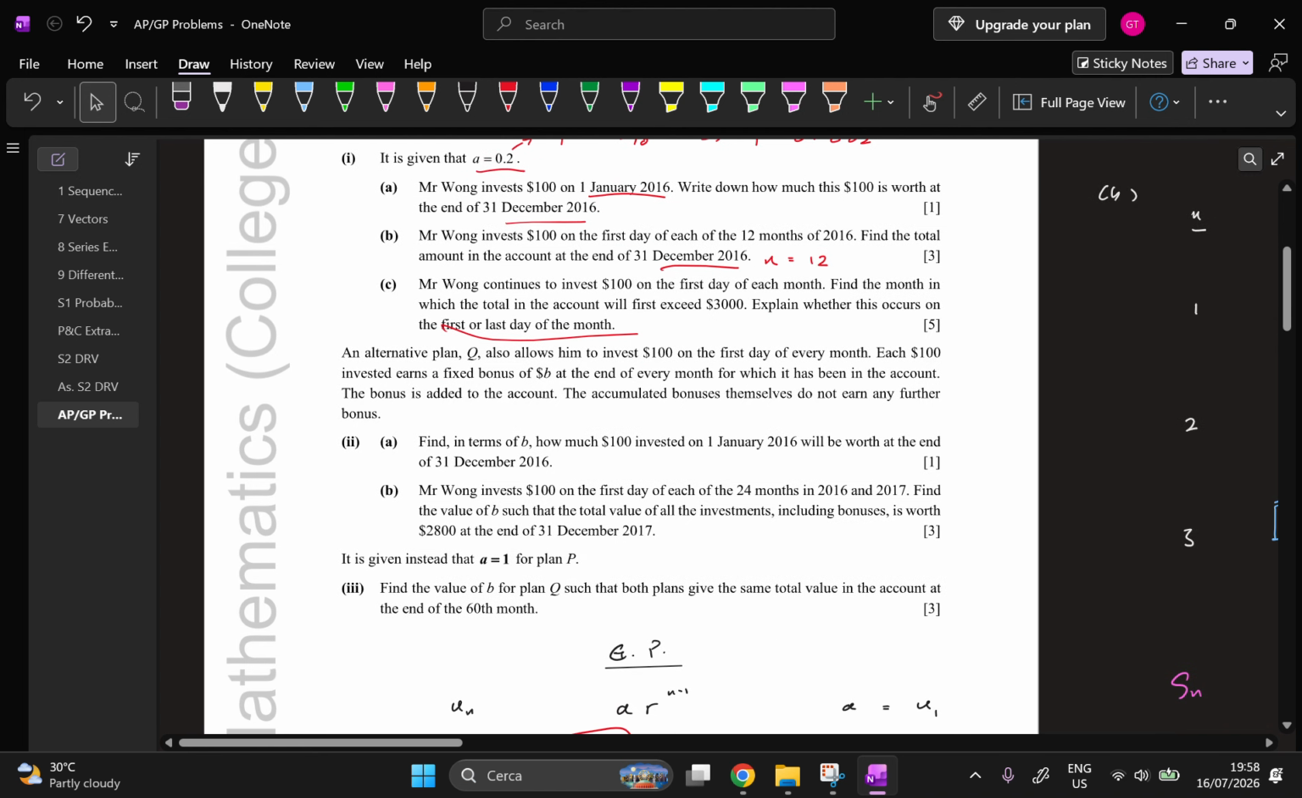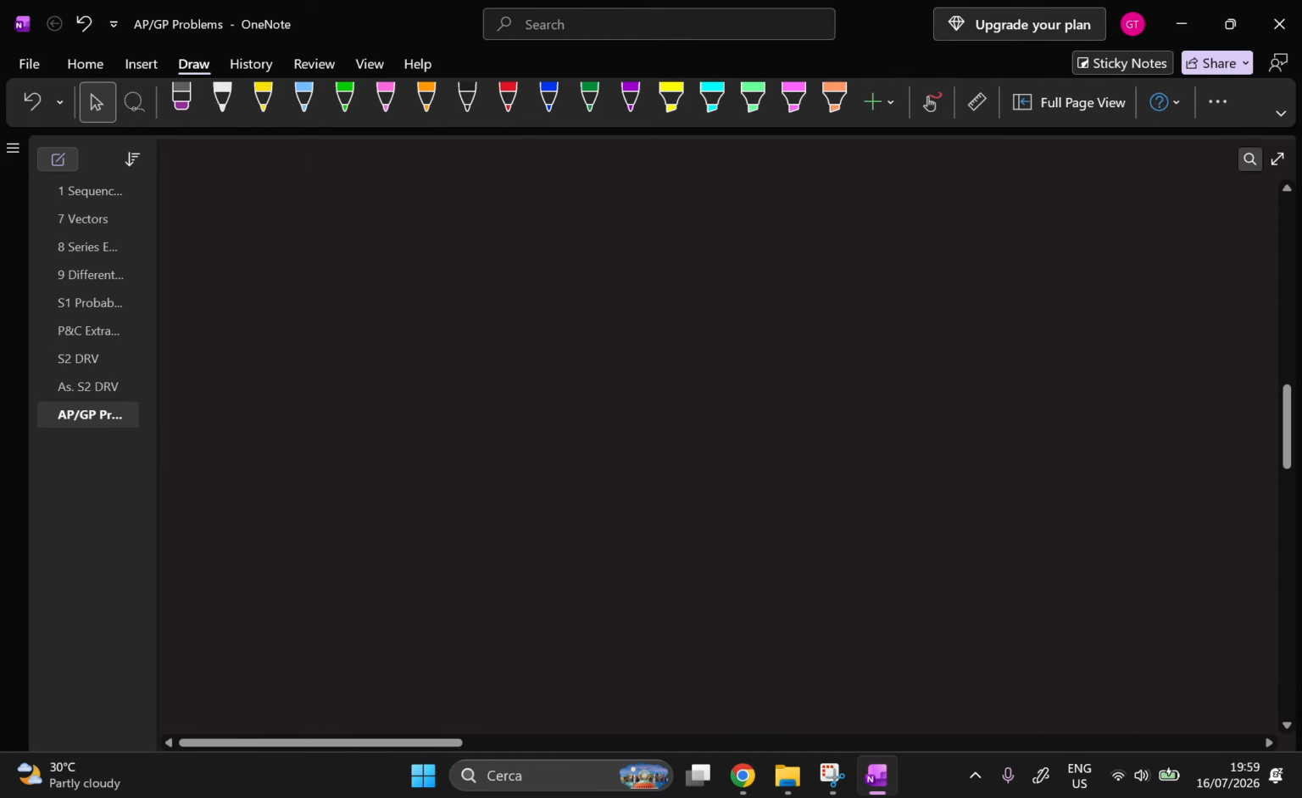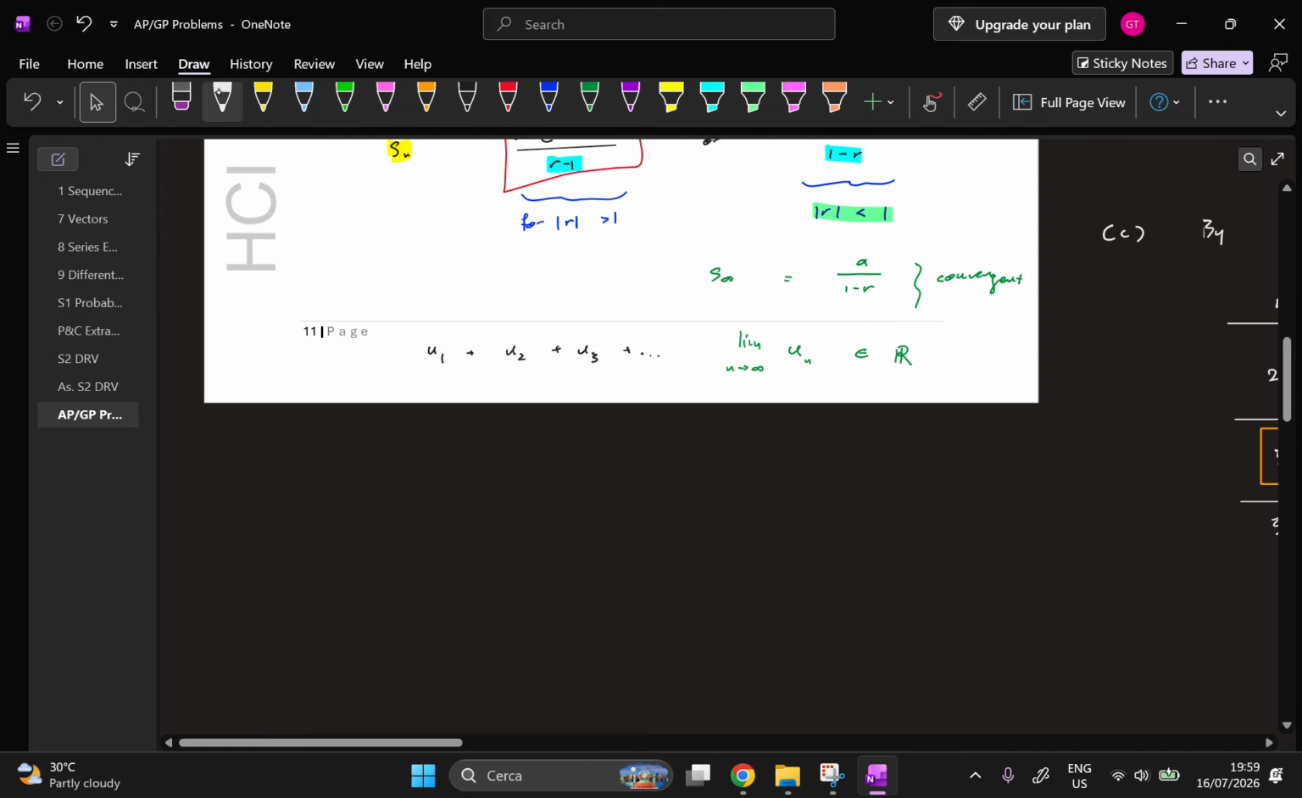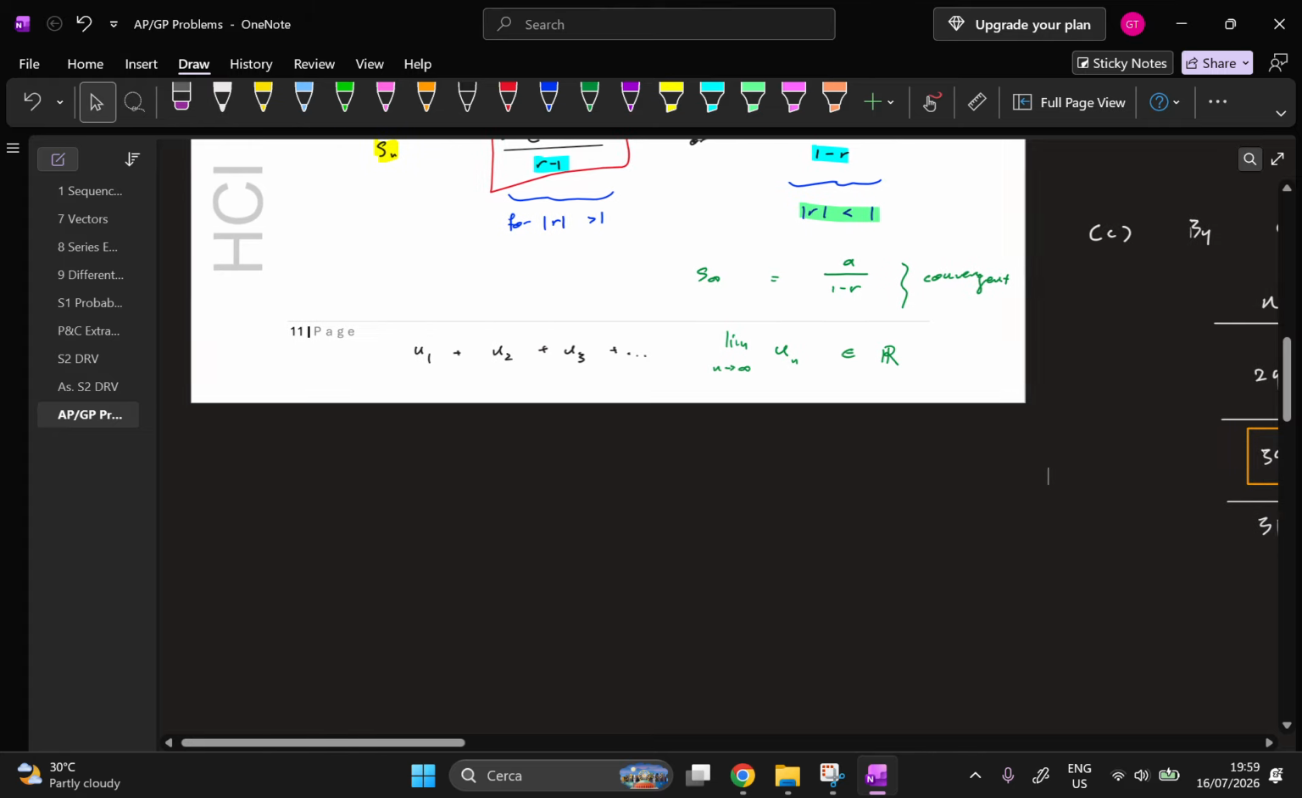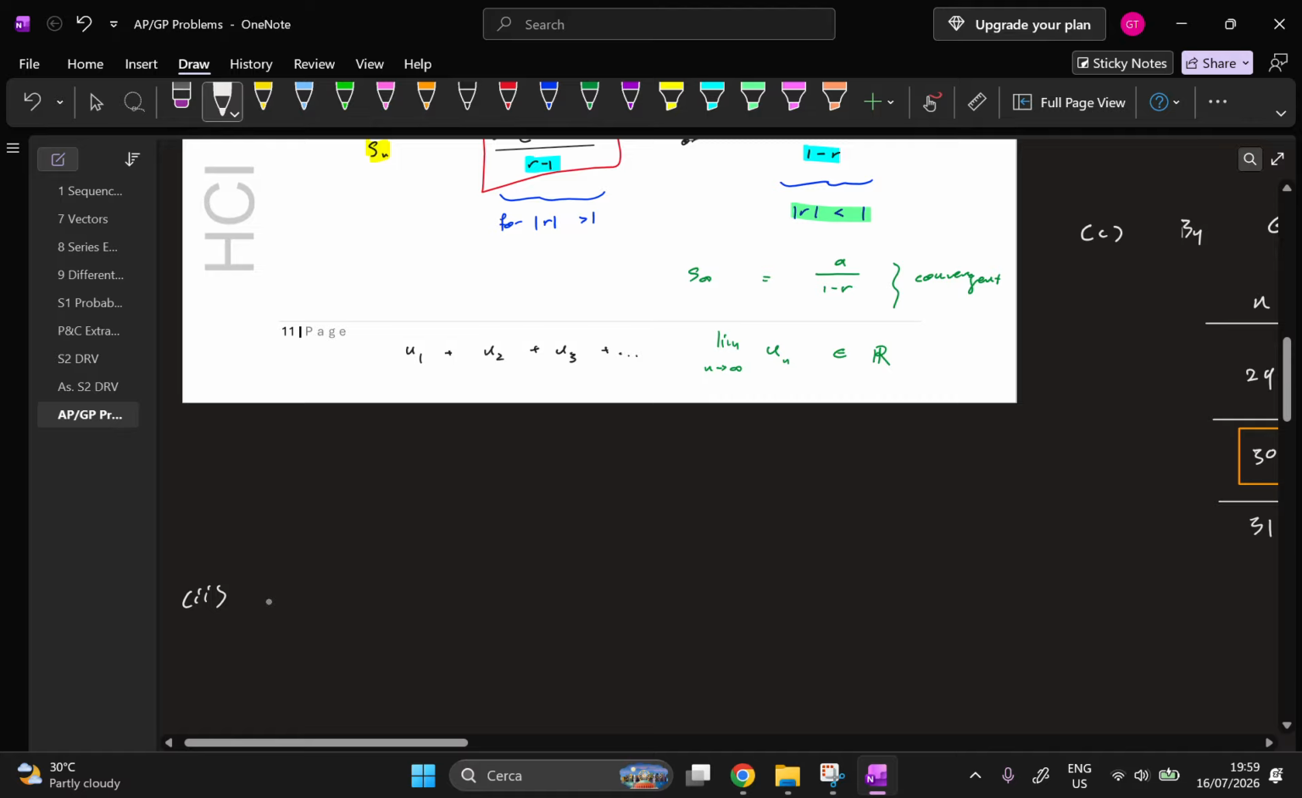Okay, next. Alternative plan Q allows him to invest $100 on the first day, and so on. Each $100 incurs a fixed bonus of B. So this is a fixed bonus, right? This is not really an arithmetic progression. I don't believe it's correct to think of it as an arithmetic progression. In fact, this isn't even APGP at all. It's just basic algebra. Last part will involve some actual serious H2 math.